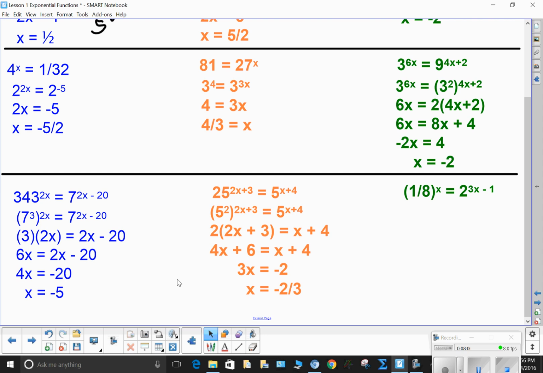And here's this one. And finally, 1/8 to the x is equal to 2 to the 3x minus 1. 1/8 is 2 to the negative 3. And then you set your exponents equal. How did you do? It's not too bad, is it?